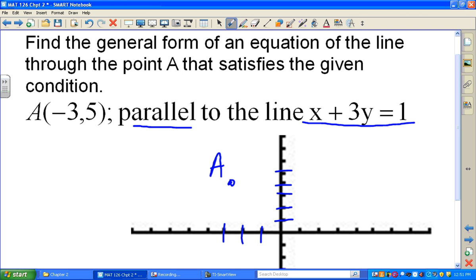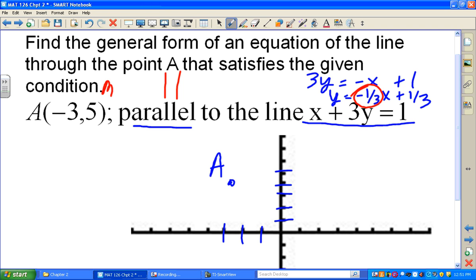Yeah, it's negative 1/3, right? 3y equals negative x plus 1. Y equals negative 1/3 x plus 1/3. So the slope of my line is negative 1/3. Parallel means that both slopes will be the same. Slope of my new line, negative 1/3, and the slope of my old line was negative 1/3. If it just asked for a sketch, that wouldn't be so bad. I would go down 1 and over 3. Right?